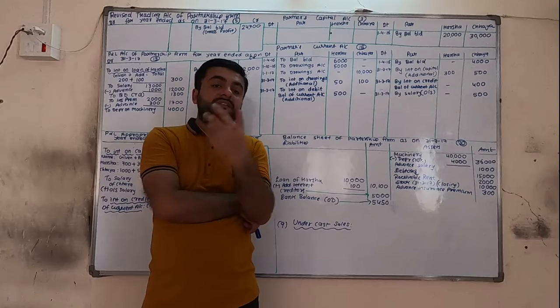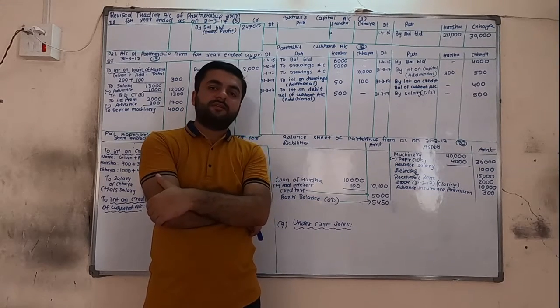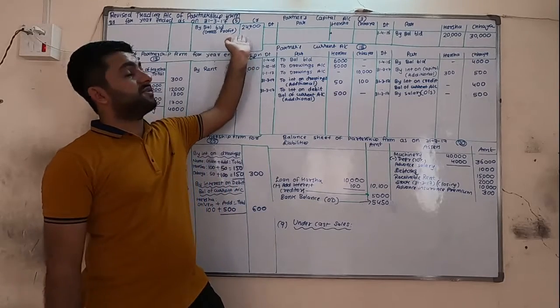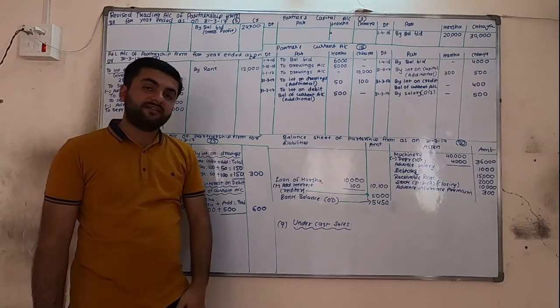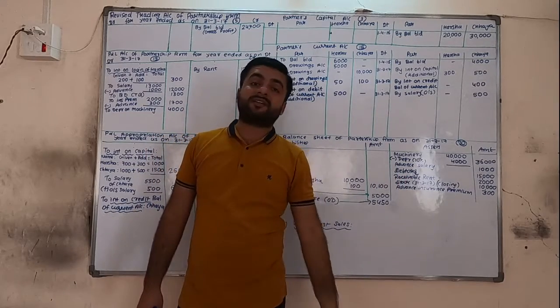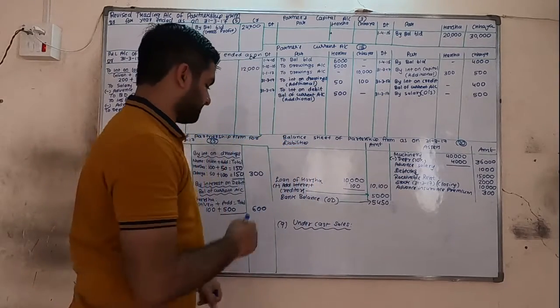Undercast sales means sales is shown less, so we should add it. Only one effect is given, that is added to sales, but no sales is given, so directly we can show it on the credit side. Moreover, there is only one adjustment with one effect, so there would be a suspense account and that would get cancelled to it.